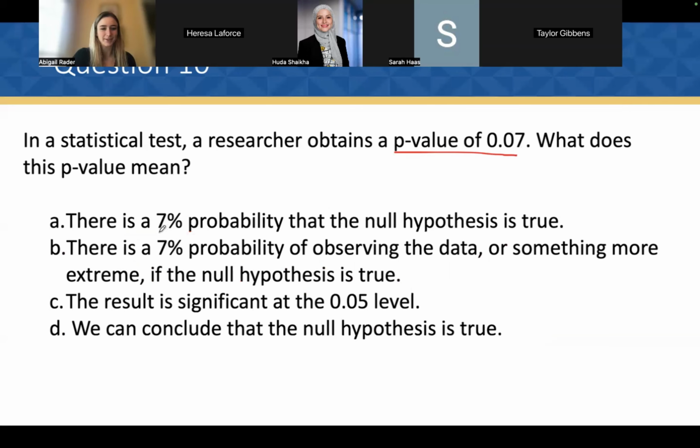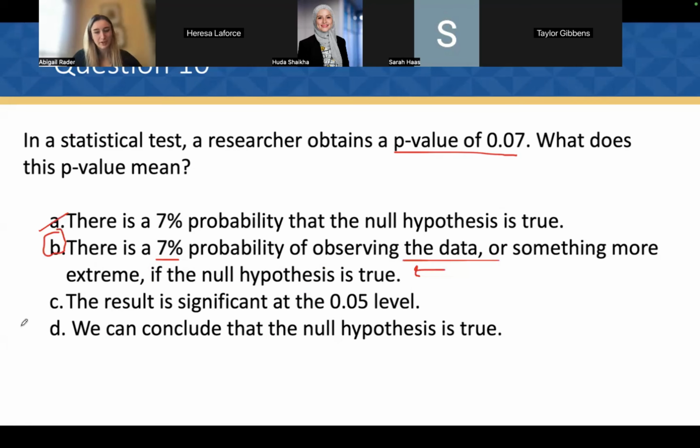The first is that there's a 7% probability that the null hypothesis is true. That is false. That is not what the p-value is saying, but it is a common misconception. What the p-value is actually saying is that there's a 7% probability that we would observe the data in our sample or something more extreme, given that the null is true. So we know that B is correct. That's the true definition of a p-value. You can copy this onto your cheat sheet to remember it, but know that A is not true.